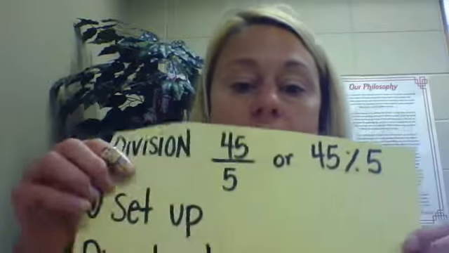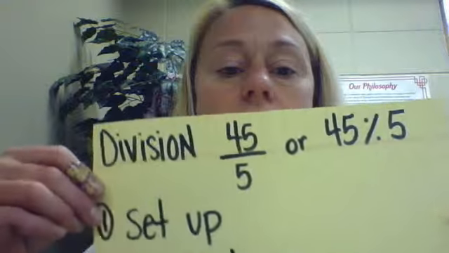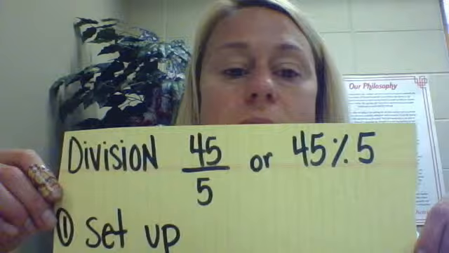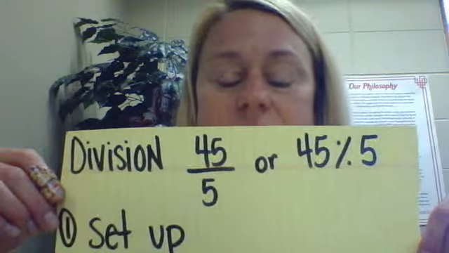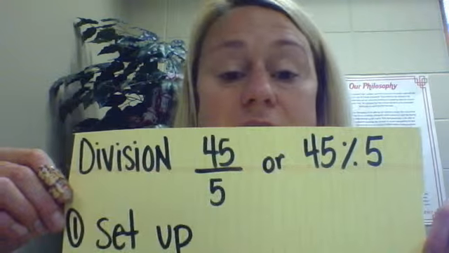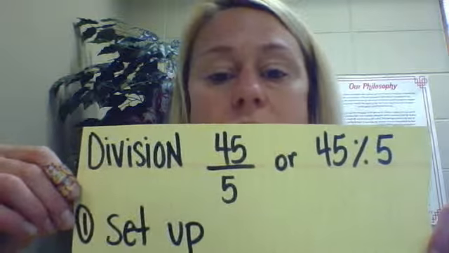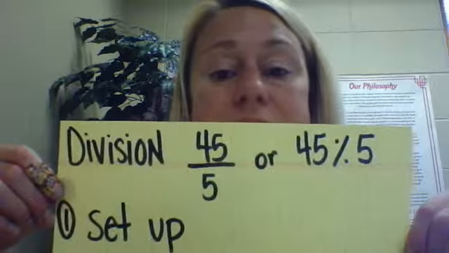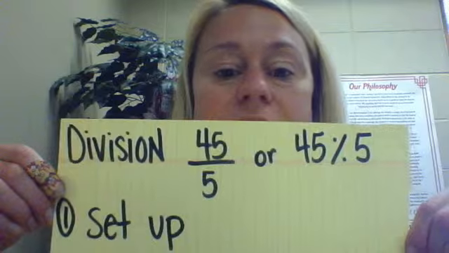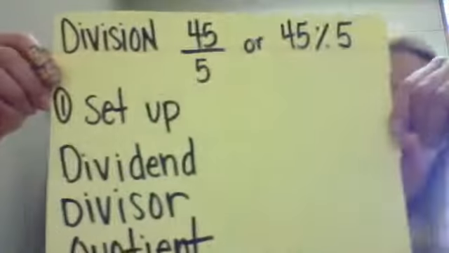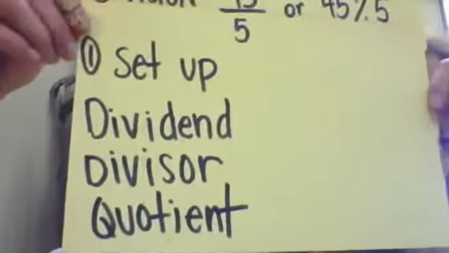So the first thing that we have is setting up a division problem. Okay? You can see it written lots of different ways. Often we'll see it as a fraction, 45 divided by 5, or it might be written out horizontally, 45 divided by 5. How do we set that up? That's always kind of a tricky question.